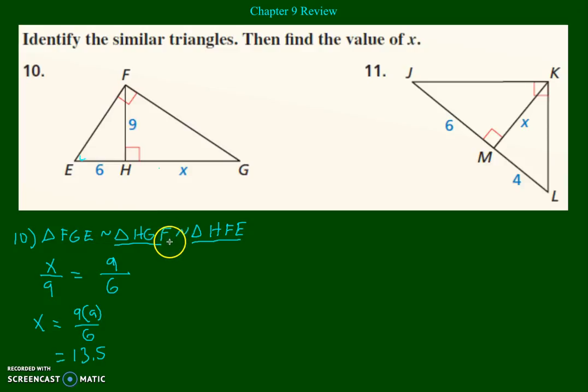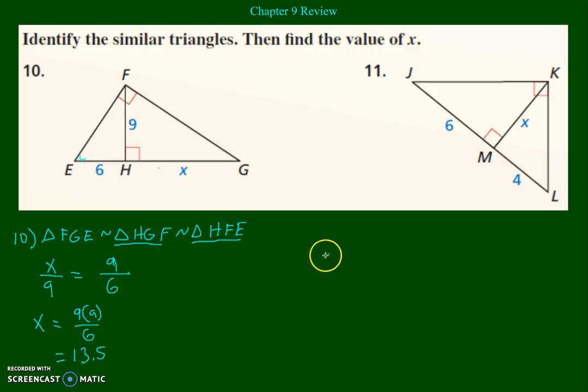Now, as it turns out, by doing this relationship the way we did, we actually did use the geometric mean altitude theorem, because the geometric mean altitude theorem says the altitude is the geometric mean because these are the means of the proportion and they're the same value. This 9 and 9 become the geometric mean, and the altitude is the geometric mean of the 2 segments on the hypotenuse. So the two segments on the hypotenuse are 6 and x. In this particular case, the way we worked it using the similarity statement was no different than working it with the geometric mean altitude theorem.